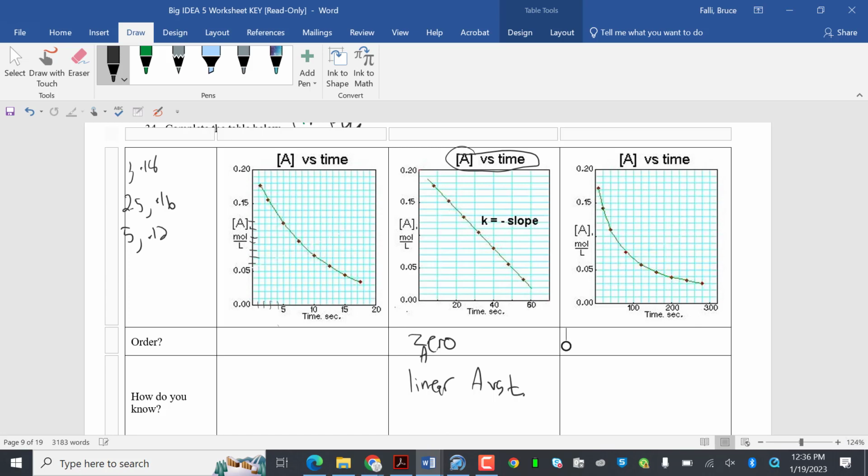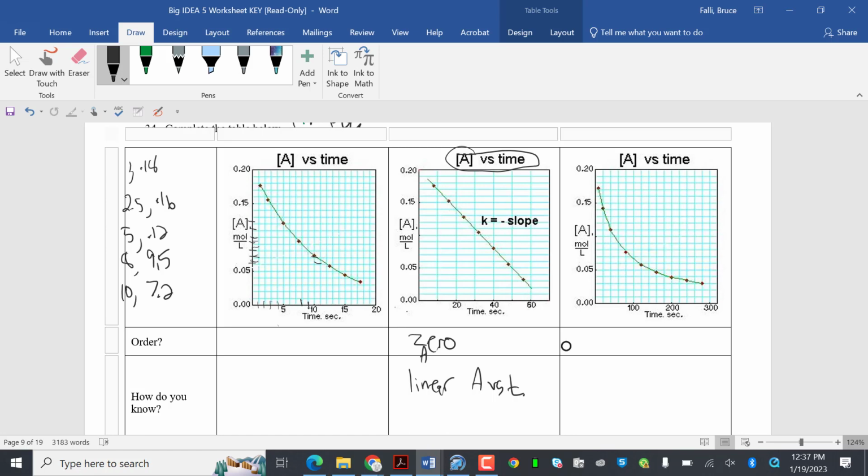5 comma 0.12. And then I'm going to have 10, 9, 8 comma 9.5. Then we have 10 comma 7.2.